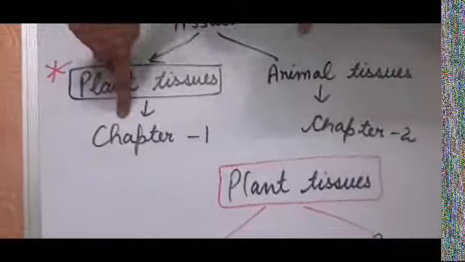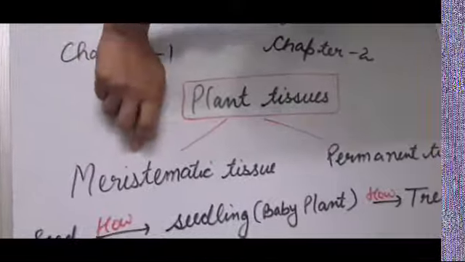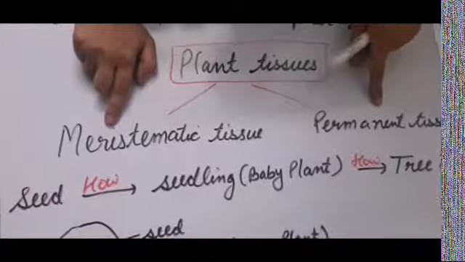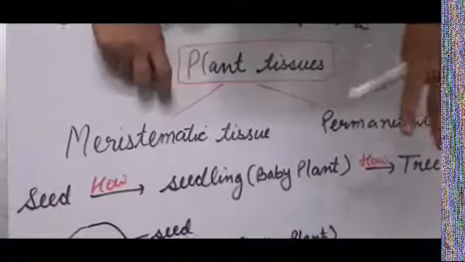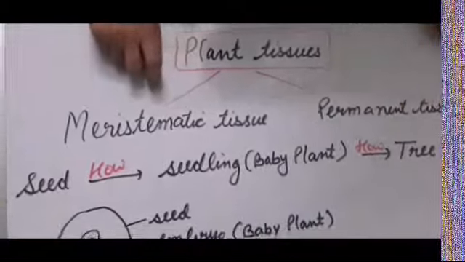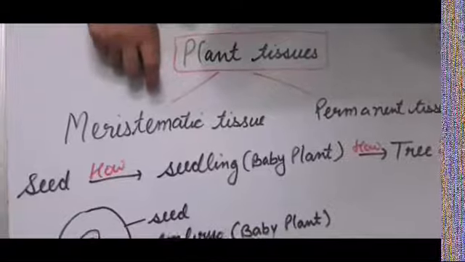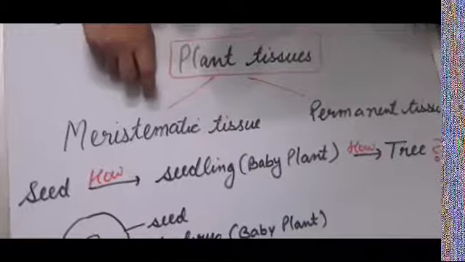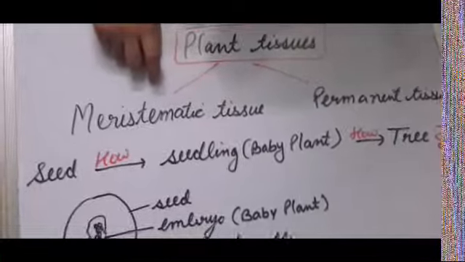So the plant tissues are further of two types. Number 1 is meristematic tissue and number 2 is permanent tissue. Meristematic and permanent tissue. Now why do plants have two different types of tissues? Because plants have to do different types of work. For example, in our body also we have different types of cells. We have brain cells, we have muscle cells.